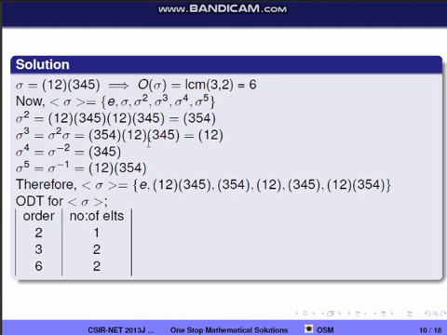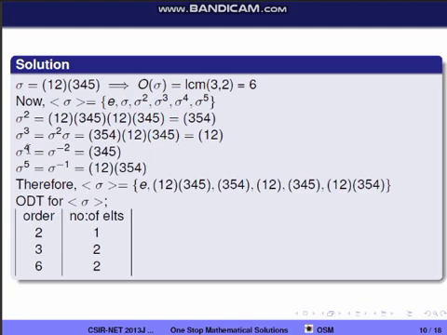So totally 3 is mapped to 3. Now 4 is mapped to 5. 5 is mapped to 4. So 4 is mapped to 4. Now 5 is mapped to 3. 3 is mapped to 5. So 5 is mapped to 5. So we'll get sigma cube is equal to 1, 2.